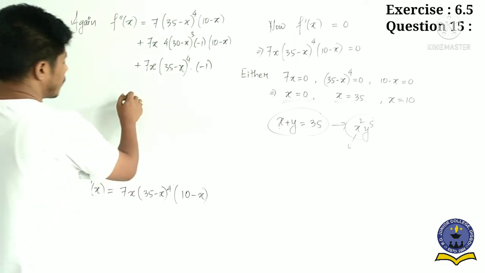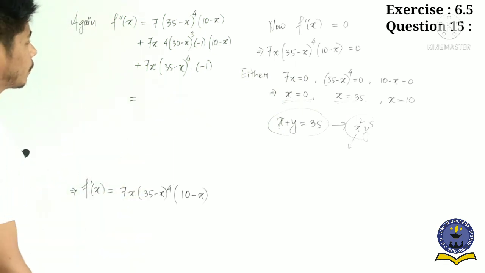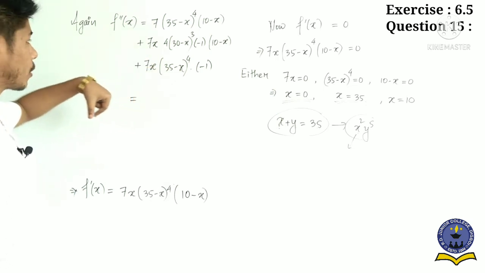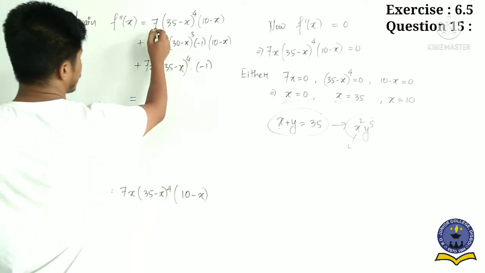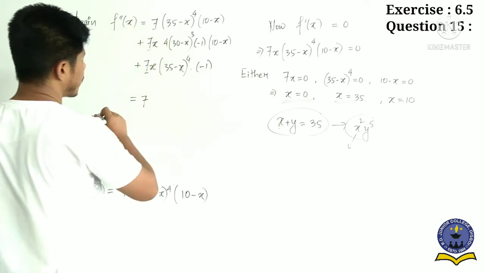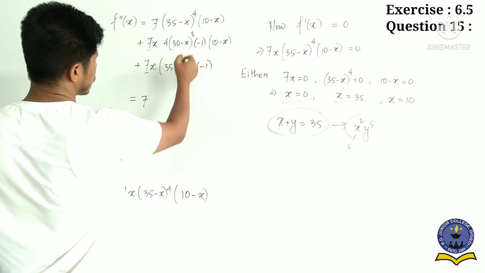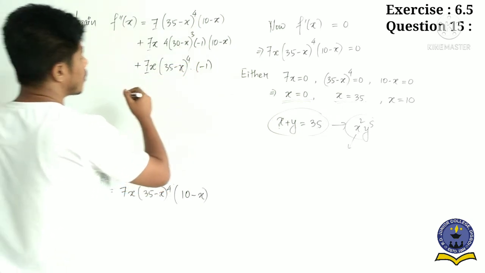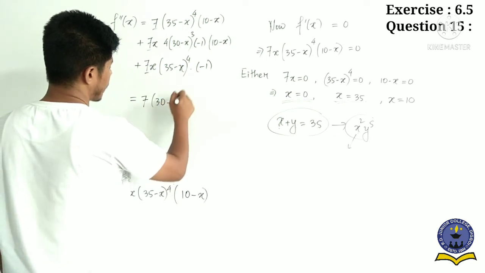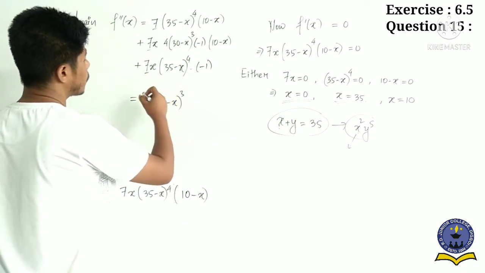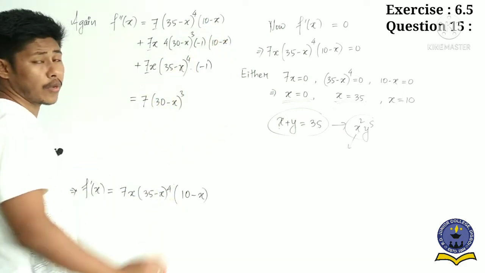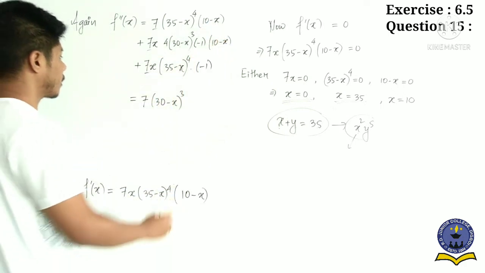Now from all these three results, we apply the d/dx of u into v into w method, and from here what is common? First of all, you see 7 is common, so we write 7 common. In the second part, what is common? (35 minus x) whole cube is common, so we write (35 minus x) whole cube. Now 10 minus x is not there in every term, so no need to take it here.